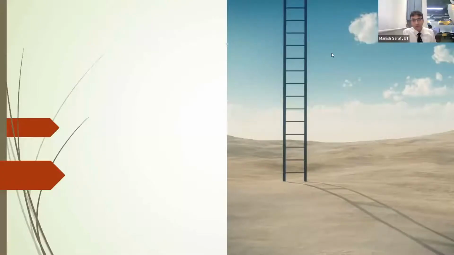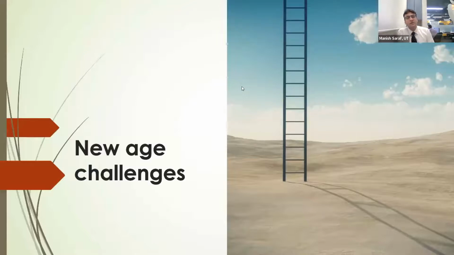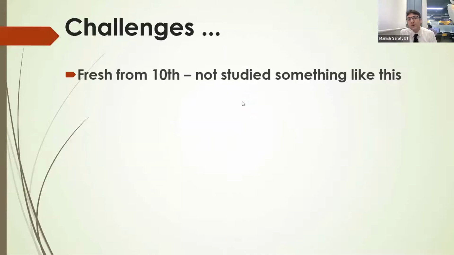So I start with challenges first. There are some new age challenges for commerce students, and these challenges stem from the external environment, how the market behaves. They stem from some internal conditions, how students behave. If we try to understand this, one important challenge a commerce student would face is that you are fresh from 10th and you would not have done a subject like accounts before. You would have done economics, but not the depth of micro, macro, and statistics that economics would involve. You would not have done a subject related to business management. Not many students would have done that.